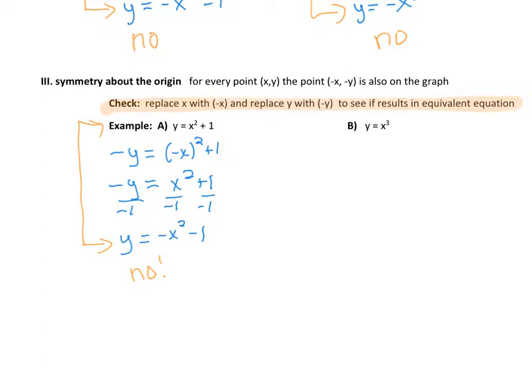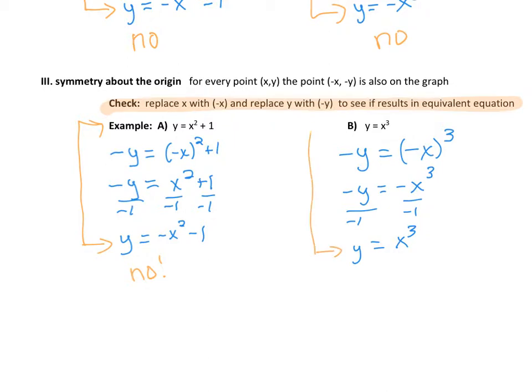Last example, let's take a look at this. If we plug in a negative y and a negative x and we cube that, if we cube a negative number, it's going to stay negative. So now if we divide by this negative 1, you find that indeed we do have the same equation here. So yes, this particular equation is symmetric around the origin, or with respect to the origin. It also means it is symmetric with respect to the x and the y axis.